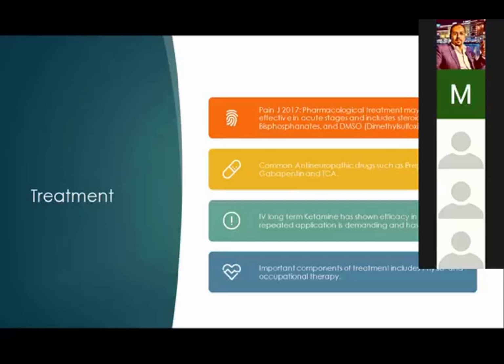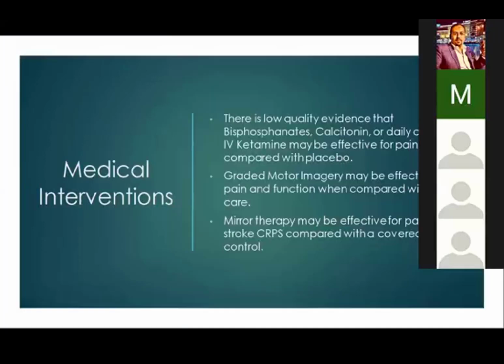Important components of treatment include physiotherapy and occupational therapy. Medical interventions actually have a low quality of evidence, as I mentioned, but we have to try them anyway because we won't lose anything. The patient already lost his function. We need to do everything possible to try and help the patient. Bisphosphonates, calcitonin, or a daily course of IV ketamine can be effective for pain when compared to placebo.